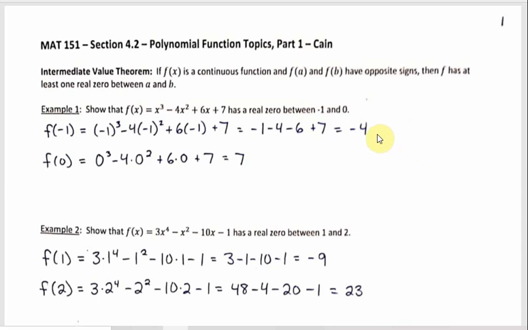So all I really did here was evaluate them, and f of -1 works out to be -4. f of 0 works out to be 7. Those have opposite signs, right? -4 is a negative number, 7 is a positive number. So therefore, there must be a zero of the function between -1 and 0. And then the same thing happens down here. f of 1 is -9. f of 2 is 23. Those have opposite signs, right? First one's negative, second one's positive. So therefore, there's got to be a zero in between them, so between 1 and 2.